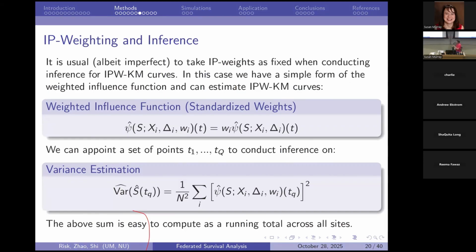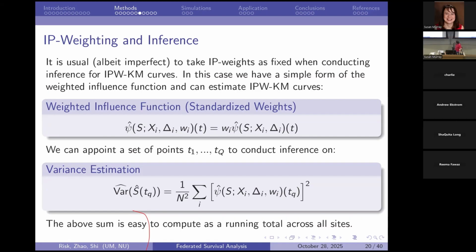So this is a little bit imperfect because in practice, we probably shouldn't be taking inverse propensity weights as fixed, even though everyone in their estimation and their inference process currently does that. I have lots of thoughts about that as well, but if I talked about it, I would get really sidetracked. But if we view the weights as fixed, the weighted influence function is actually just the influence function value that we would have multiplied by the weight. And that makes everything really simple.